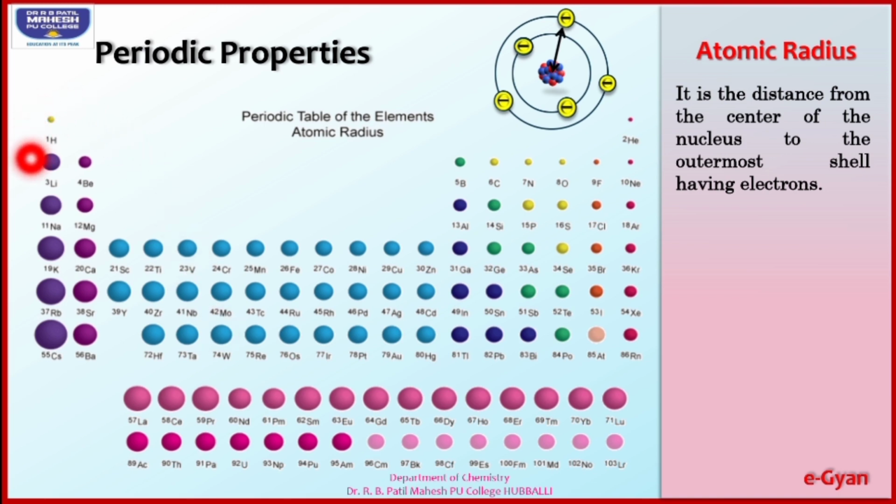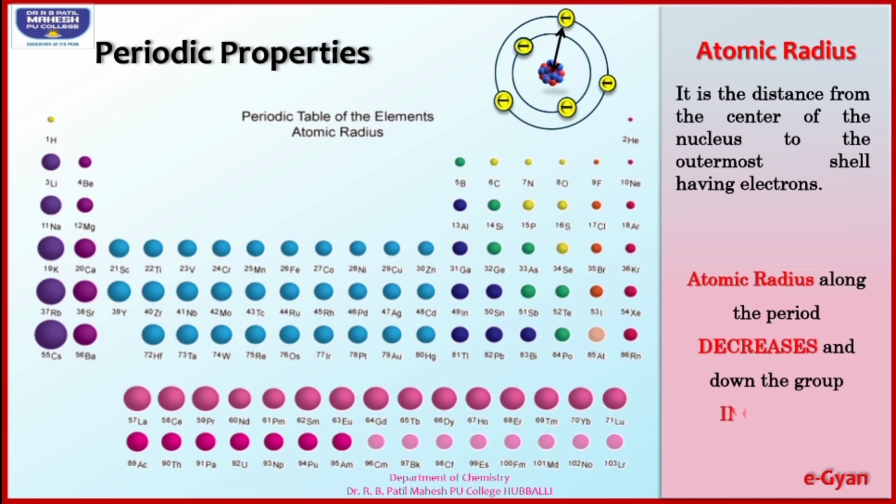You can see here, first group, atomic radius is going to increase down the group, whereas from here atomic radius is going to decrease because electrons are added in the same shell. So the trend is like this: atomic radius along the period decreases and down the group it increases.